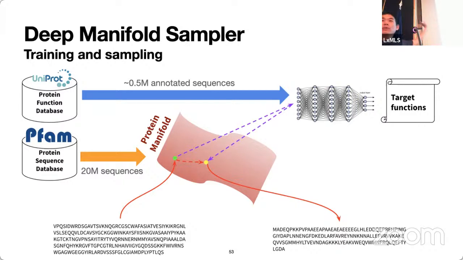This is a bit of a small scale experiment, and it's not on antibodies, it's on just generic proteins. So we train the sequence denoising autoencoder on 20 million unannotated protein sequences from the PFAM database. And then we use 500,000 annotated sequences from the UniProt database in order to predict the functions. Some of the functions are pretty high level as well. And this classifier is built on top of the sequence denoising autoencoder's intermediate representation.